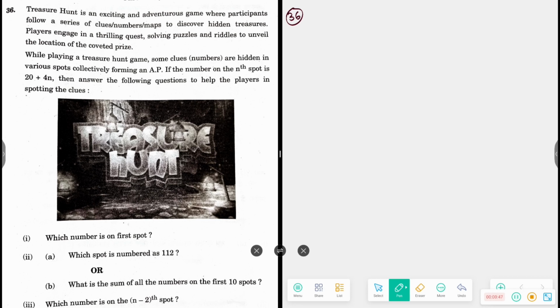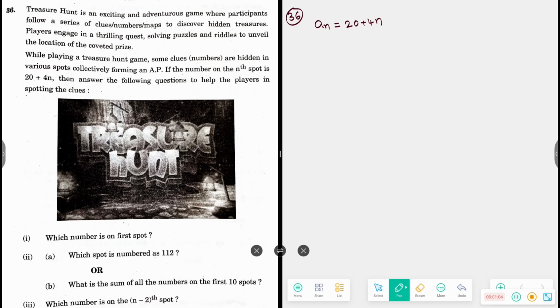Generally, nth spot means what we have to consider? Nth term of the progression we have to consider. How do we represent nth term? Nth term will be represented by an, and that an is given as 20 plus 4n. You should understand this first. An is given as 20 plus 4n.